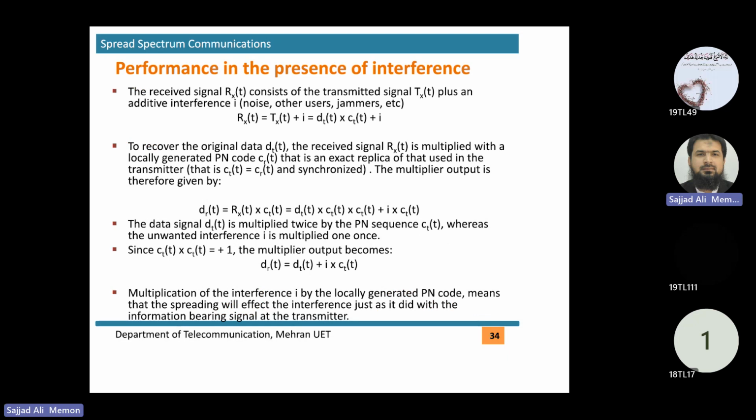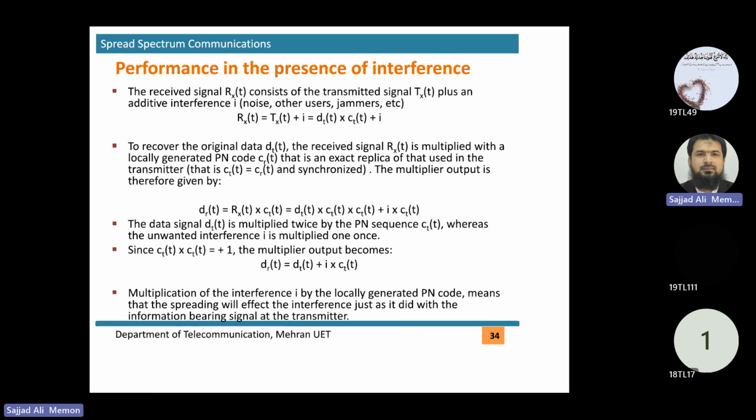Performance in the presence of interference: the received signal r_x(t) consists of the transmit signal t_x(t) plus an additive interference I that includes noise, other users' transmissions, jammers, etc. To recover the original data g(t), the received signal r_x(t) is multiplied with a locally generated PN code c_r(t), that is an exact replica of that used in the transmitter. And these two must be synchronized.